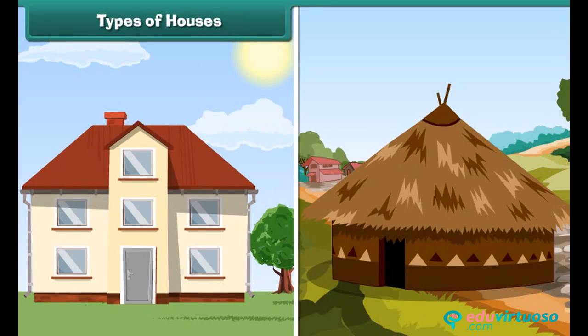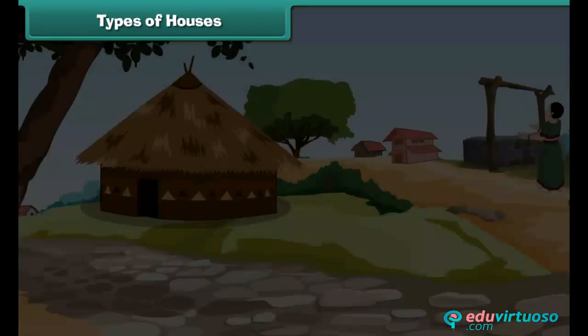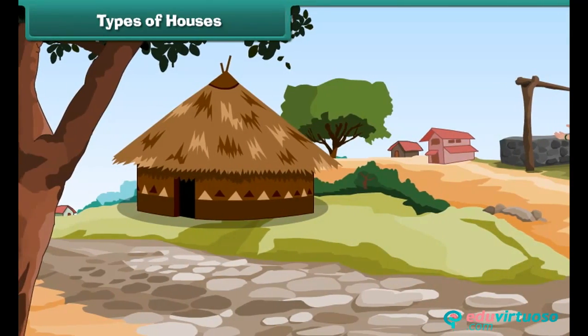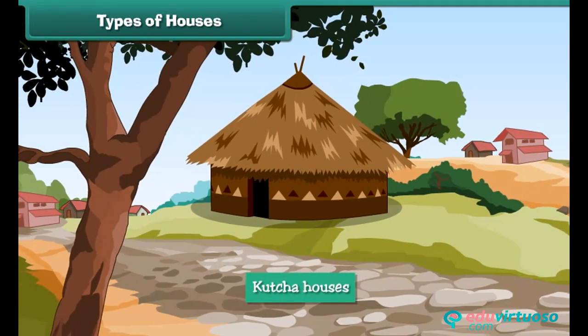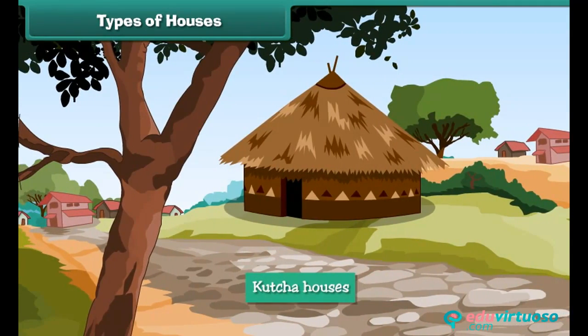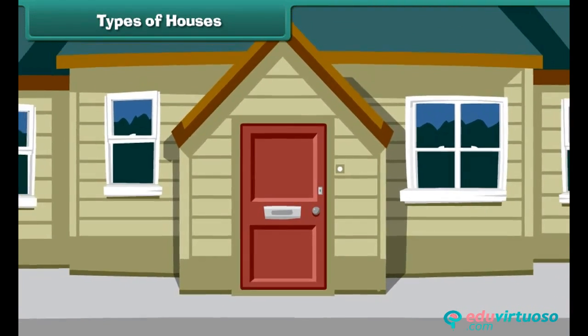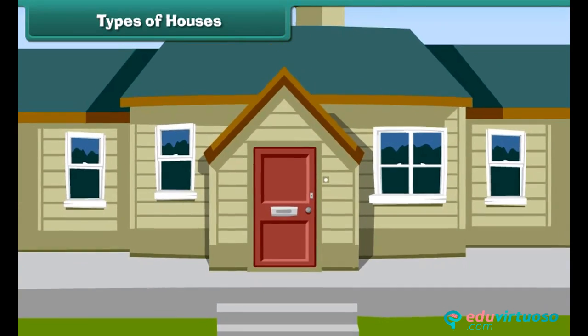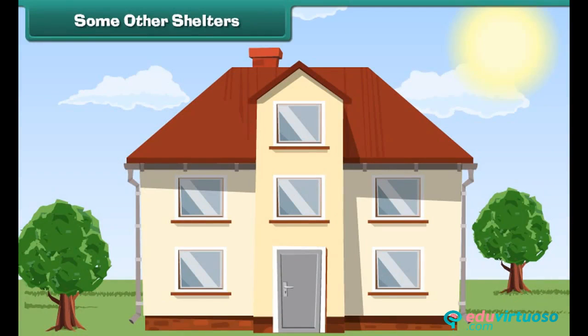Types of houses. Houses can be strong or weak. In villages, houses are built with mud and straw. Such houses are called Kacha houses. They are weak. In towns and cities, houses are built with bricks and cement. Such houses are called Paka houses. They are strong.